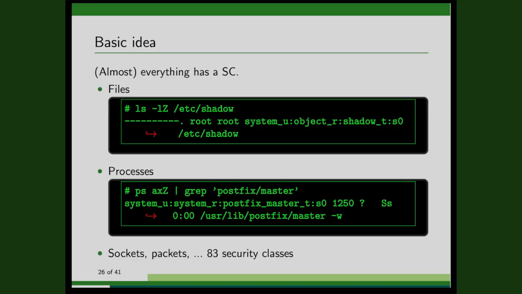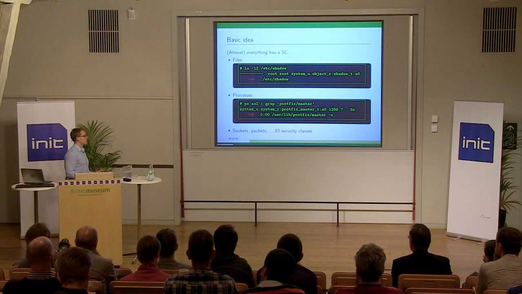So in a normal SELinux policy, you have 83 different security classes. And there's quite a lot of stuff in there. So you have a security context for sockets, packets, for pretty much everything you will interact with in a normal Linux system. And you're able to control access for all of those interactions.